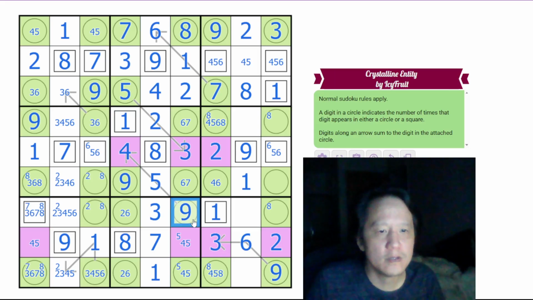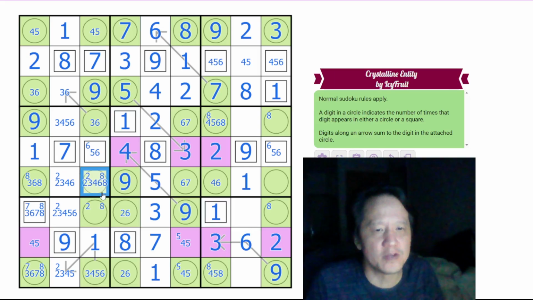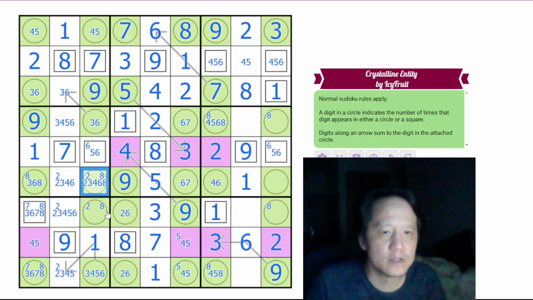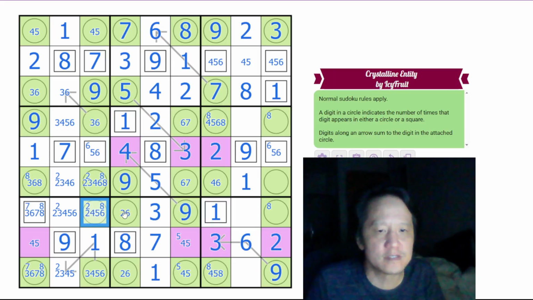Okay. What is this digit? What can this digit be? It could be 2, 3, no 1. Could be 4, no 5. 6, no 7, or 8. Okay, what could this digit be? It could be no 1, 2, no 3, 4, 5, 6, no 7 with 8.